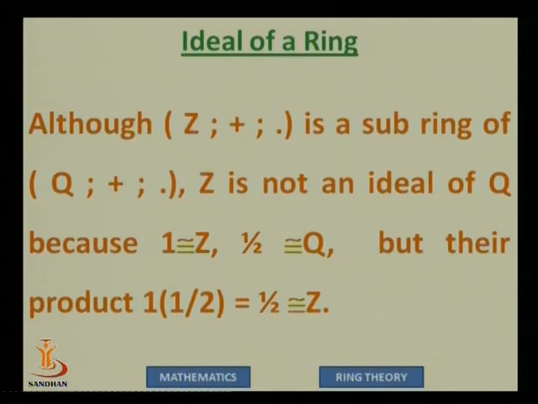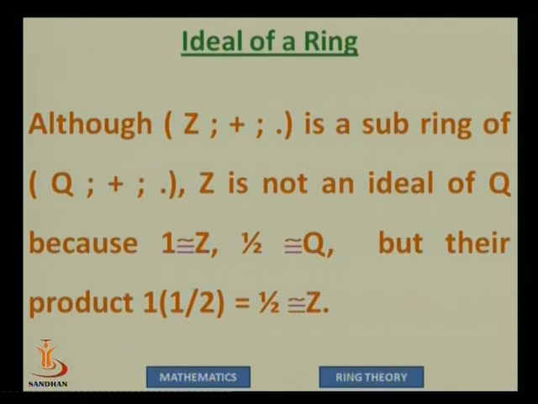Okay, let us see the difference between a subring and an ideal. We can see that Z plus dot is a subring of Q plus dot. Z is a set of integers, plus and dot are usual addition and multiplication, and similarly Q is a set of rational numbers with usual addition, usual multiplication. We easily can see that Z is a subset of Q. Very easy to see that Z is actually a subring of Q because Z itself is a ring. But Z is not an ideal of Q.